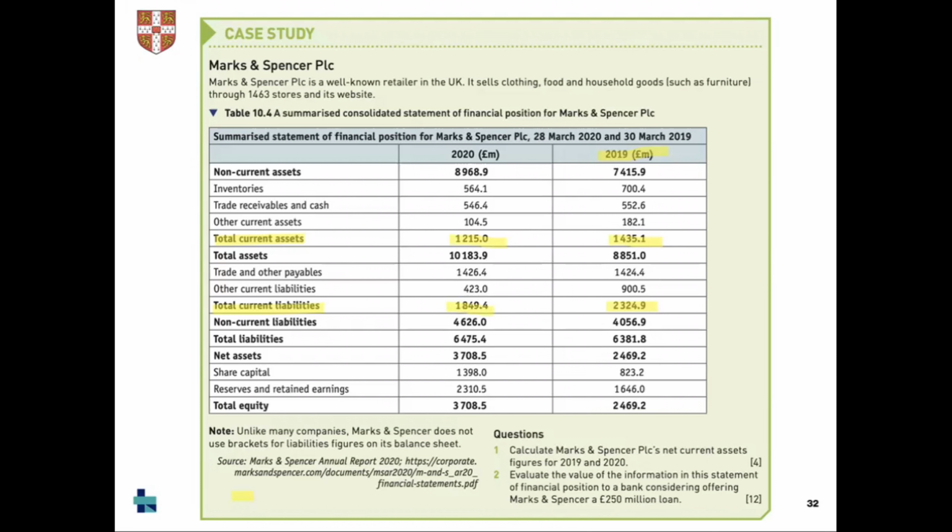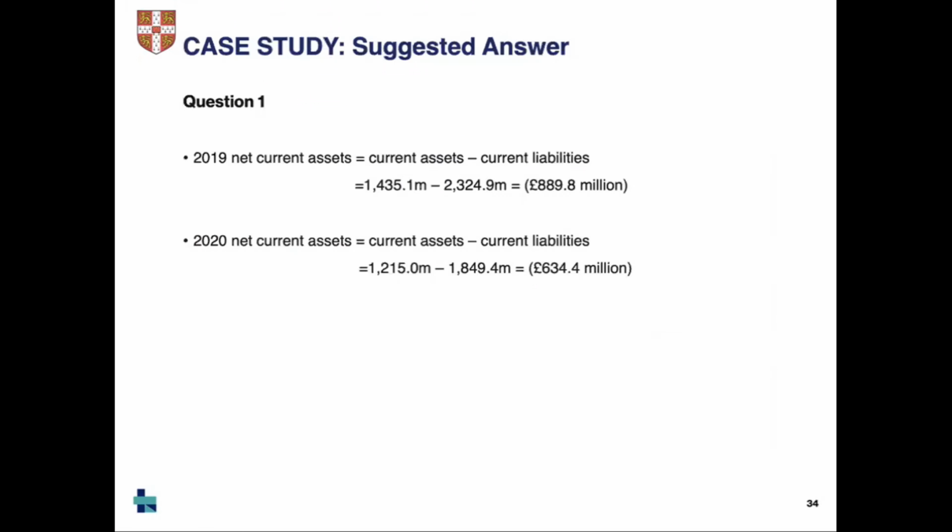Anytime I use the word balance sheet, please know that I'm referring to the statement of financial position. I'm old school, so I was taught that it's called a balance sheet. So let's look at this. This is what you should have. Your figure for current assets is 1,435, and then current liabilities is 2,324.